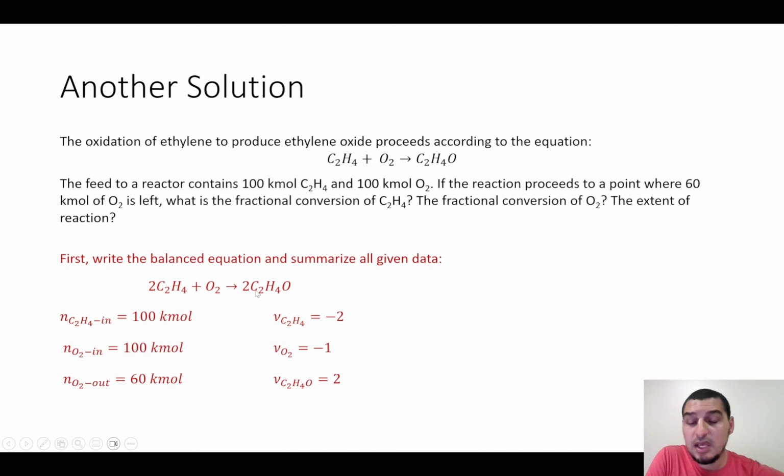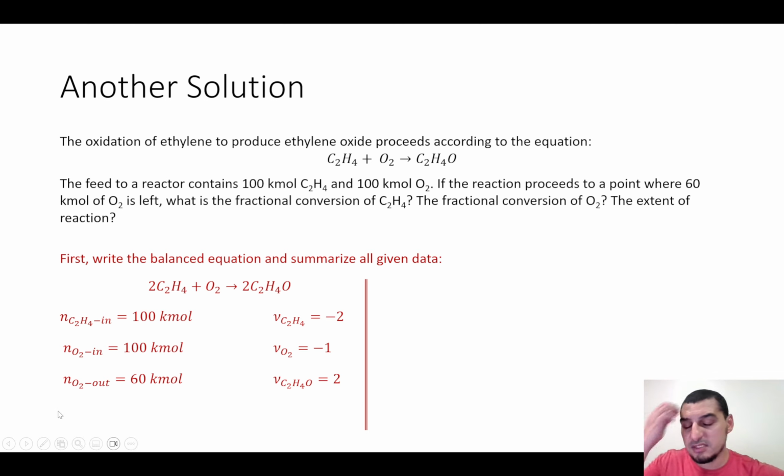We can do this by listing the equation and putting all the parameters that we have as parameters. So I have here the number of moles of C2H4 in is 100, and for oxygen, it is 100 as well. For oxygen out, it is 60. This is what we were told, that 60 are left. And we put here the stoichiometric coefficients, which are part of the solution. And now, given the information that we have, we can calculate everything, starting with the extent of reaction.